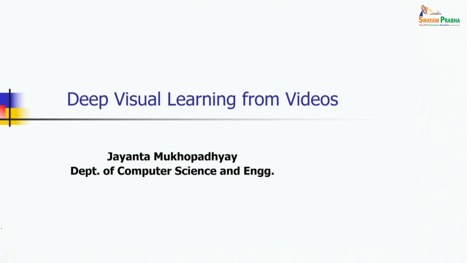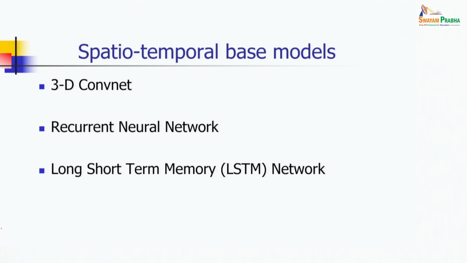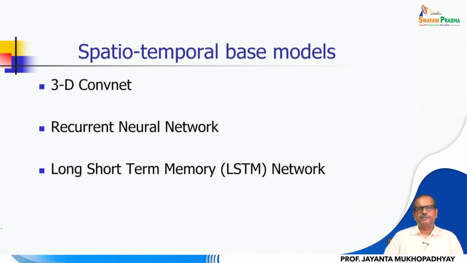Welcome to the subject Advanced Digital Image Processing and Computer Vision. Today, we will discuss deep visual learning from videos. When we are considering modeling a video, as we understand, it's a spatio-temporal function. So we need to take care of both spatial and temporal variations in the model, which means it should be a spatio-temporal model. Now, there are some base models, with many other variations, which are finally being proposed or used.